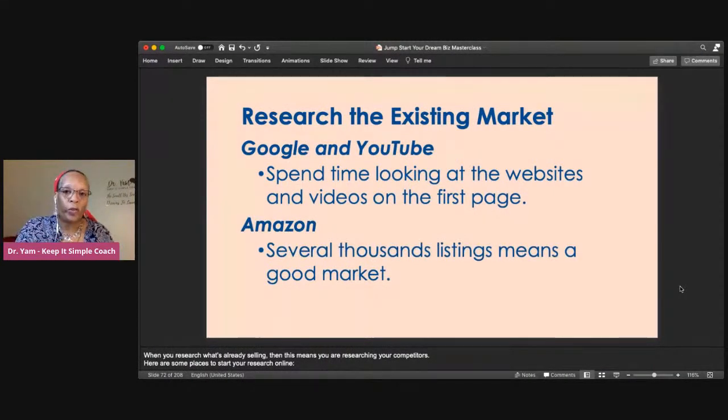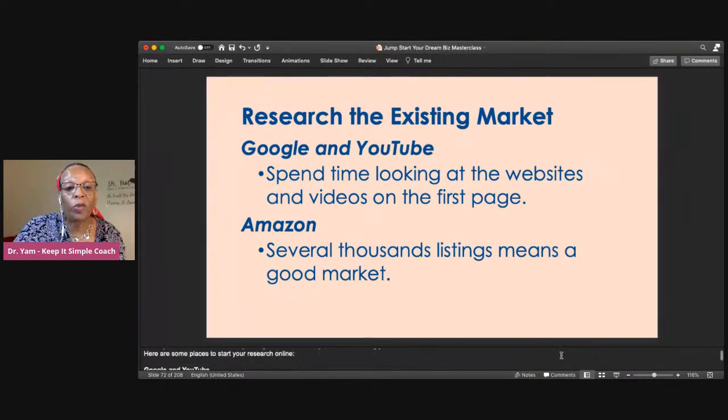So what you want to first do, and this is part of your exercise in your handouts, is that you're going to want to research what is already selling. And this means you're going to be looking at the competition. And this is healthy research. You want to know what other people are doing because you want to be better than what they're doing, right? You want to be equal or better in order for you to enter into the race. And so here are some places that you're going to be able to do that research.